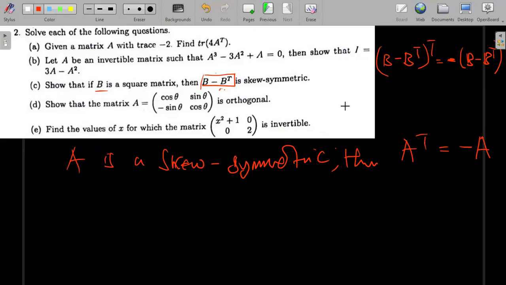Okay, so what are we going to do? We are going to say let P be equal to B minus B transpose. And then this will mean that what?